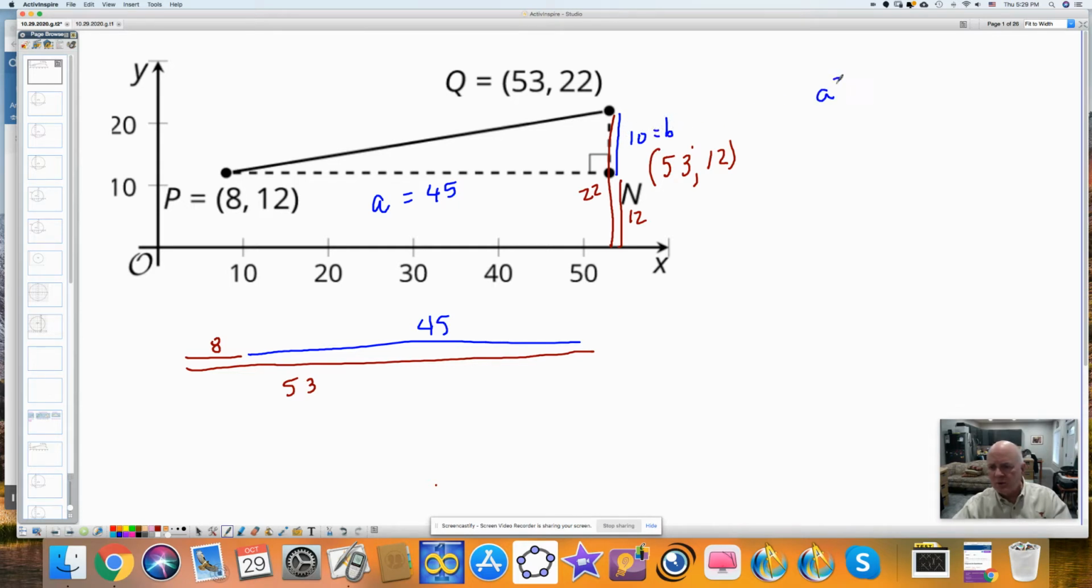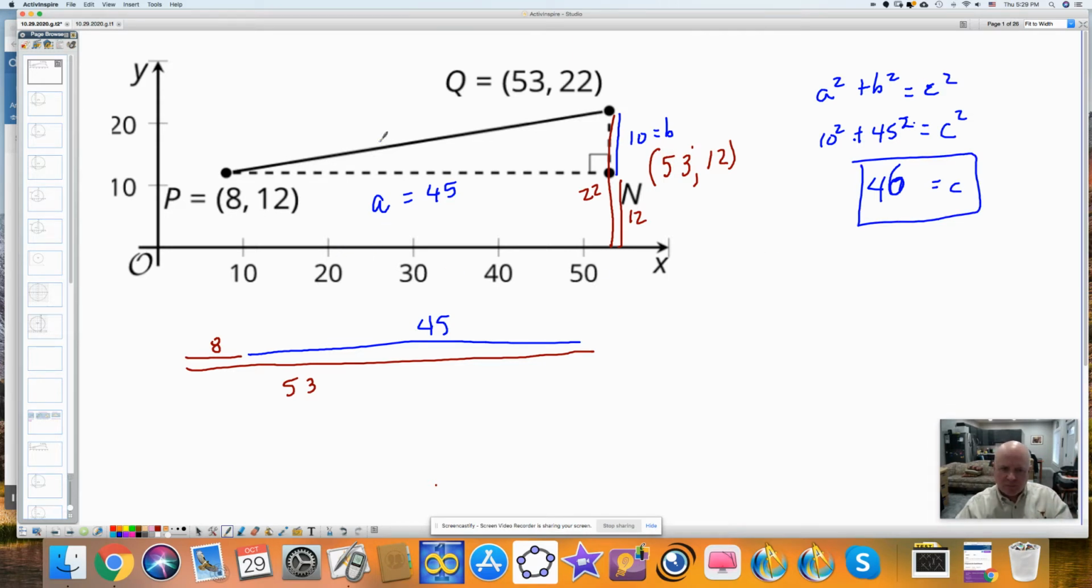So we do a squared plus b squared is equal to c squared, and we get 10 squared plus 45 squared is equal to c squared. And when you add these and take the square root, you end up with c is around 46. It's not exactly 46. This is not a Pythagorean triple, but it's about 46 point something. And thus we find the length of the hypotenuse, making this a right triangle.